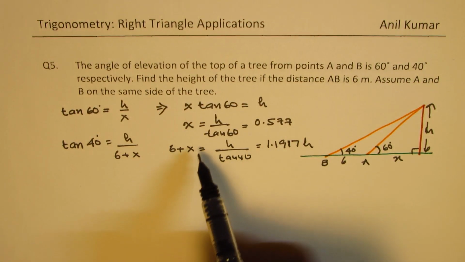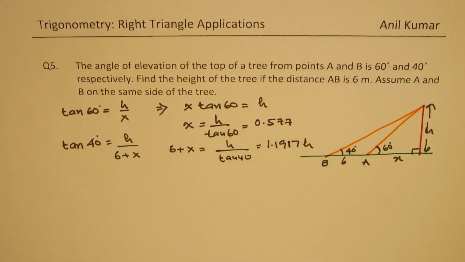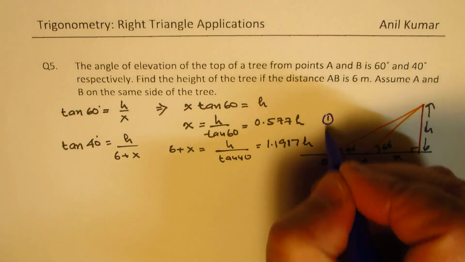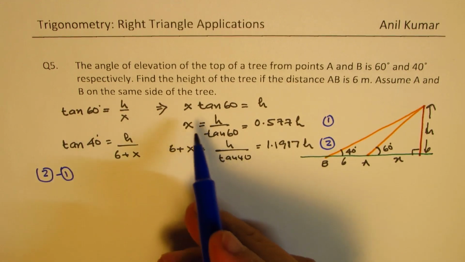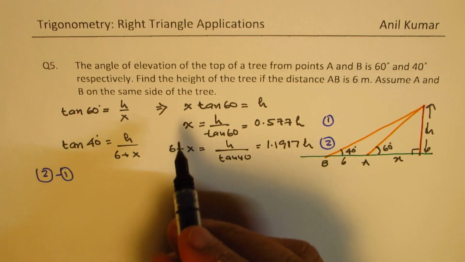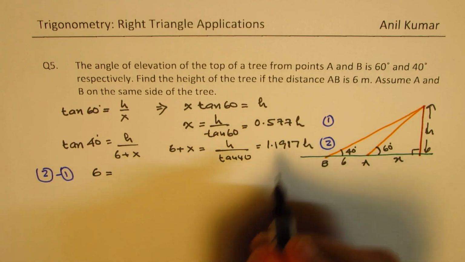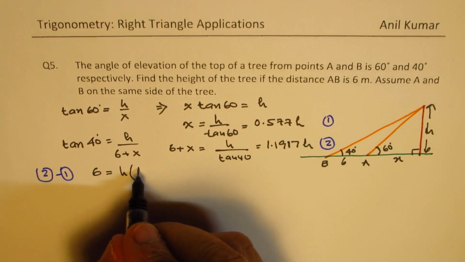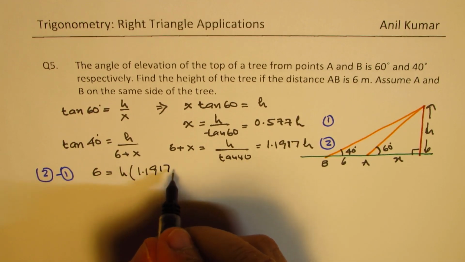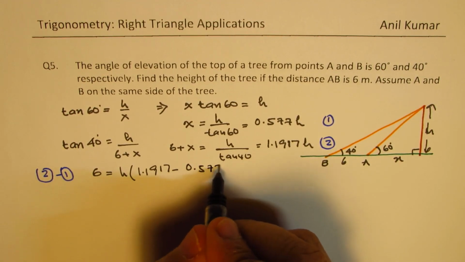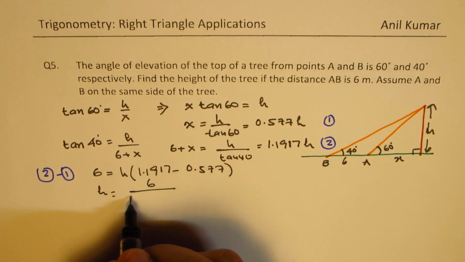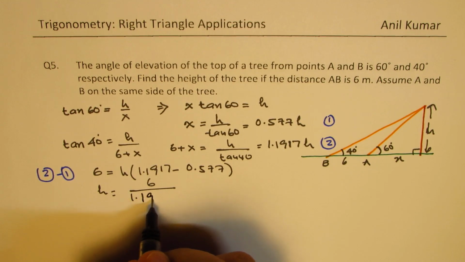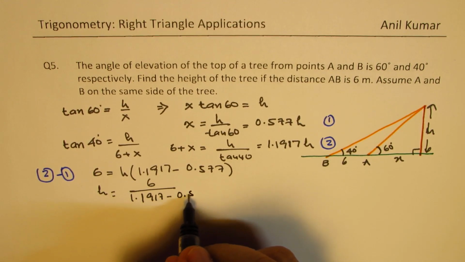So we got these two equations. We can take one from the other. Let's call this equation number 1, this equation number 2. If I do equation 2 minus equation 1, we can get the value of h, right? So we get 6 equals h times 1.1917 minus 0.577, right? So the value of h is 6 over 1.1917 minus 0.577.